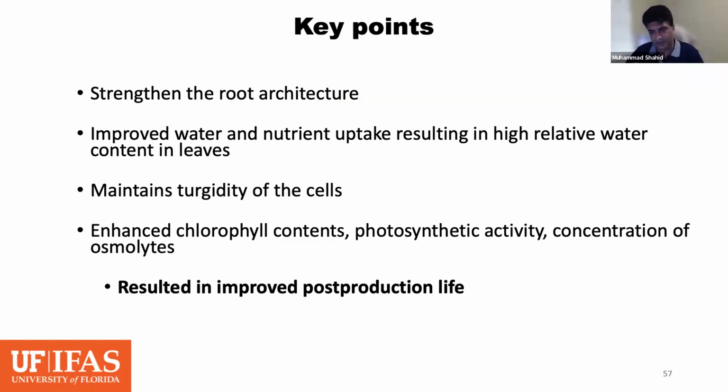So the key points of this research on post-production: it is very helpful to strengthen the root architecture and improve water and nutrient uptake, resulting in high relative water contents, and that's the reason they survive drought conditions. They help to maintain the turgidity of the cells, and due to more production of osmolytes, keep them fresh and alive. It enhances chlorophyll contents, which helps more photosynthetic activity, and a high concentration of osmolytes. Osmolytes are compounds within the plants which help them tackle stresses like heat and cold. So all these factors, the improvement in relative water contents, more chlorophyll contents, and more formation of roots, helped to improve the post-production life of these selected ornamental plants.